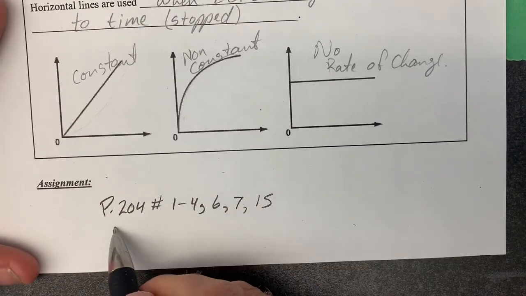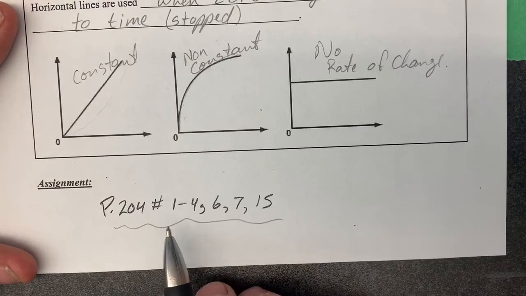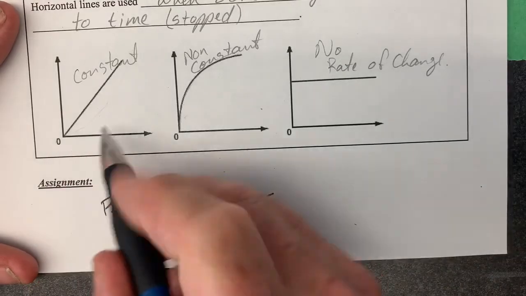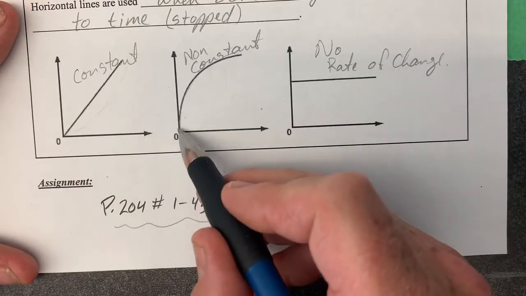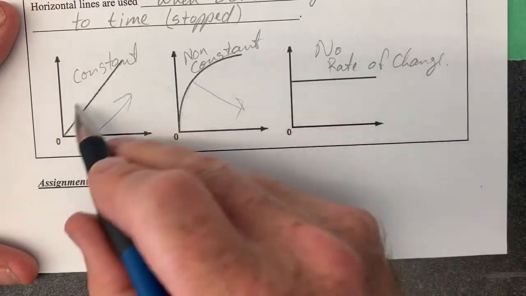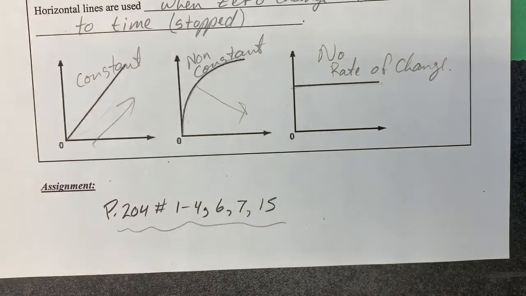So I'm just going to ask you guys to take a look at a few questions on page 204. They're kind of weird. They're hard to put into words, but we're just going to try and read the graphs. Always read it from left to right and figure out, is it increasing or is it decreasing? Increasing things look like this, decreasing like this. Is it constant or is it non-constant? Or is there no change? Alrighty, good luck with these.